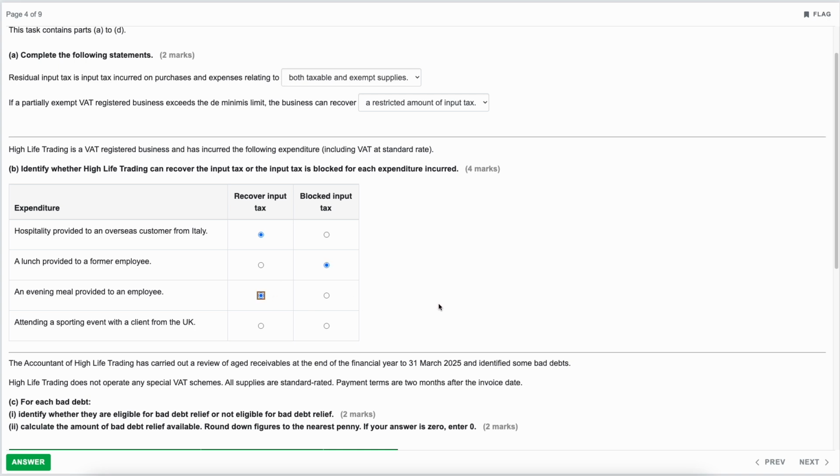And then the last one, attending a sporting event with a client from the UK. As I said when I was talking about the first one, if it's an overseas customer, then you are allowed to recover the input tax. However, if they are from the UK, it is blocked.